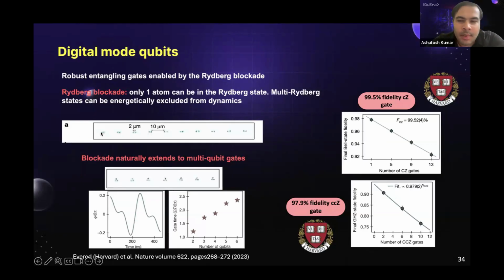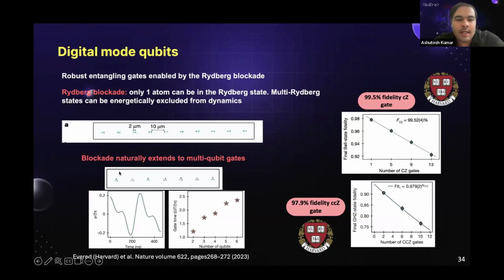This is a little cartoon showing pairs of atoms with different spacings. Within the pair you have 2 micrometers, and between the pairs you have 10 micrometers. So when you shine a laser, you get all the entangling gates in parallel. There was an experiment by the Harvard group where they looked at the fidelities of the control Z gate in this operation, and they were able to achieve 99.5% fidelity, which is quite accurate and pretty encouraging.